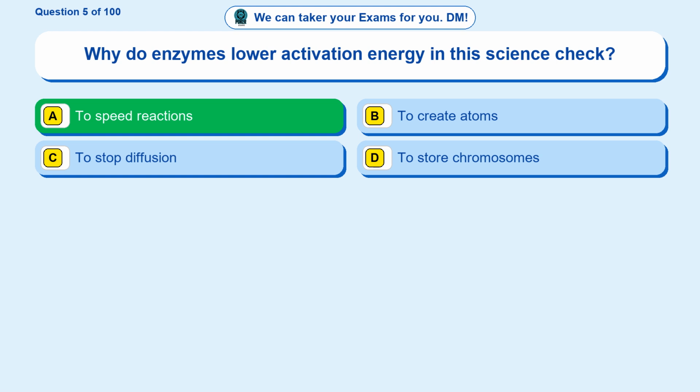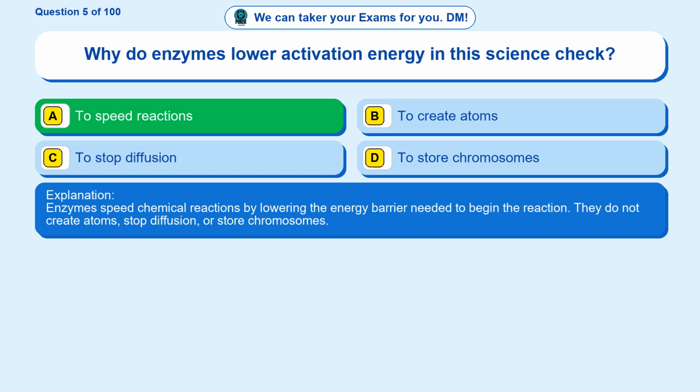To speed reactions. Enzymes speed chemical reactions by lowering the energy barrier needed to begin the reaction. They do not create atoms, stop diffusion, or store chromosomes.